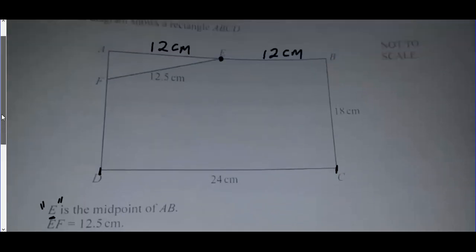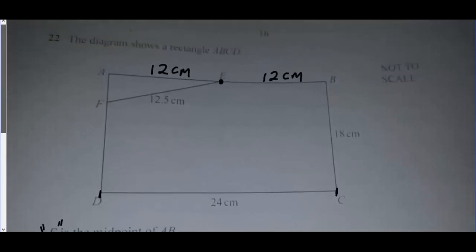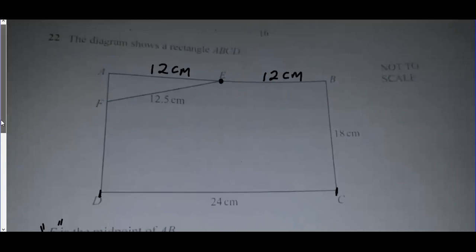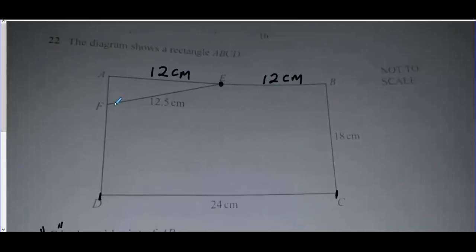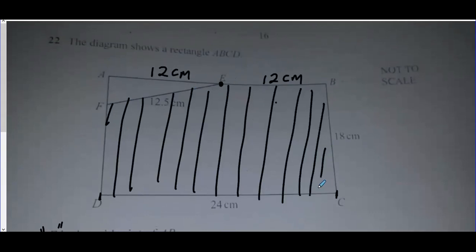Now, as you can see, the question is asking for calculating the shaded area, but in my diagram, the picture that was sent to me by my students, I don't see any part which is shaded, okay? Because the diagram looks pretty dark. But I'm gonna go ahead assuming that this part here is the one which is shaded. I'm not sure, but I'm trying to guess that perhaps this part is the one which is shaded, okay? Now, what should I do to find the shaded part?